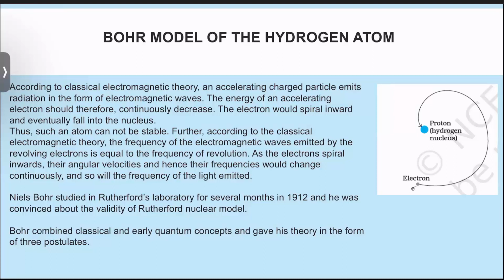So the next scientist dealing with these things is Niels Bohr. He tried to understand the validity of Rutherford's nuclear model, and he said that actually it is valid, but there were limitations. So he tried to overcome those limitations. He combined classical and early quantum concepts, and then he came up with his own theory.